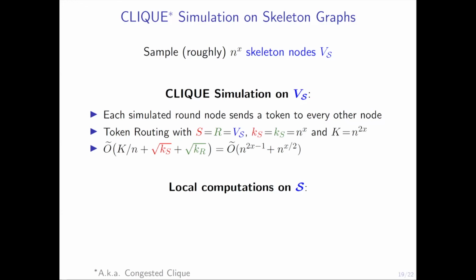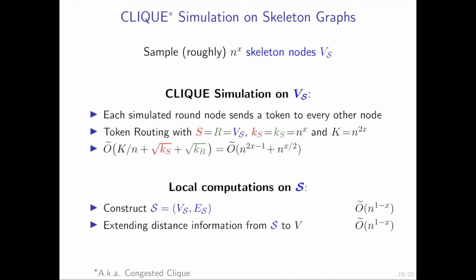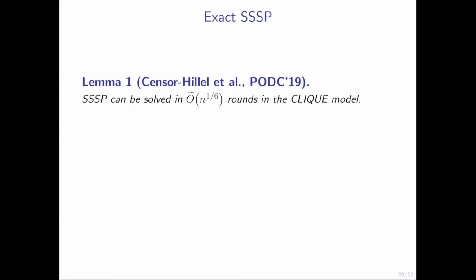Let me mention at this place that the local computations on the skeleton graphs, for constructing the skeleton graph but also for extending a solution from the skeleton graph to the whole graph, both take roughly n to the 1 minus x rounds. Being able to simulate the CLIQUE model on a small skeleton leads to a whole array of results by simulating fast shortest paths algorithms for the CLIQUE model on the hybrid model.